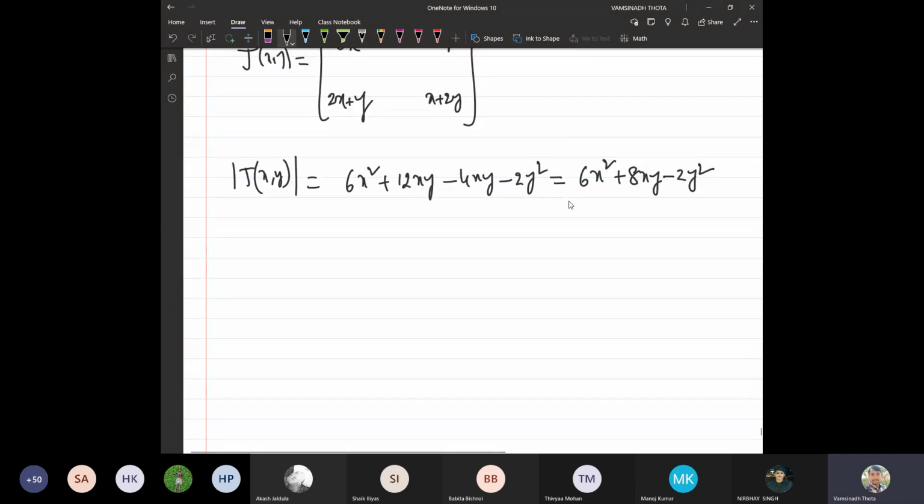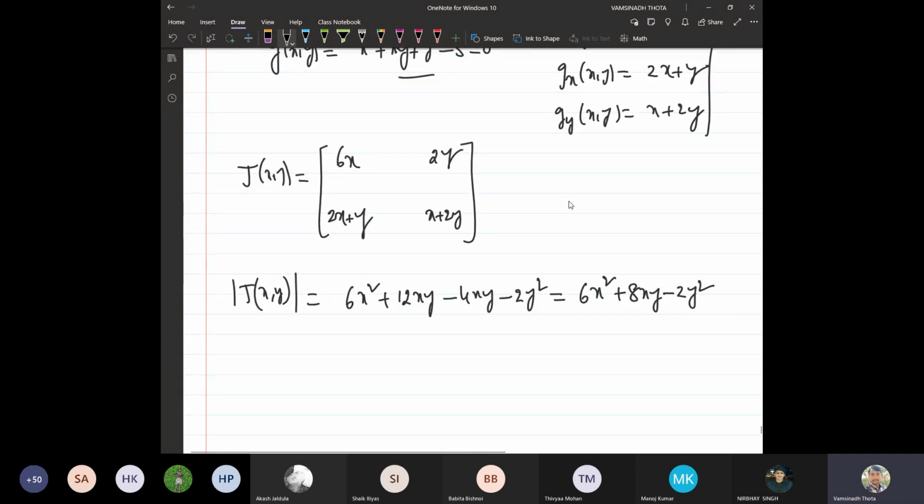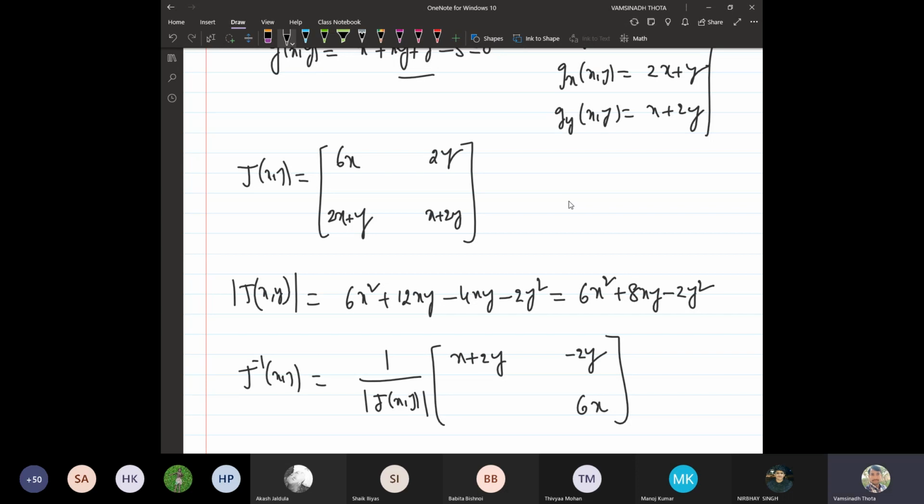Now, what about the inverse of the Jacobian matrix? The inverse of the Jacobian matrix is given by 1 upon the determinant of the Jacobian matrix times, since it is only a 2 by 2 matrix, you know what is the inverse? x plus 2y, 6x, minus 2y, minus 2x minus 1. Right?